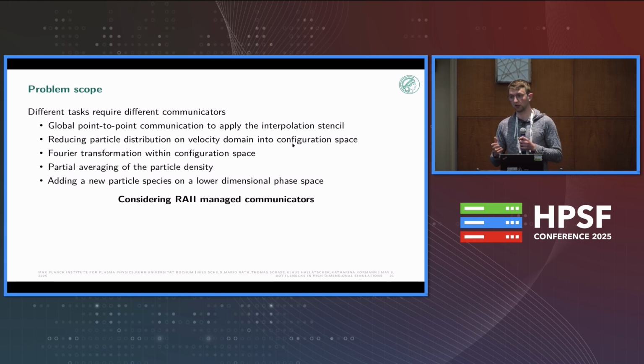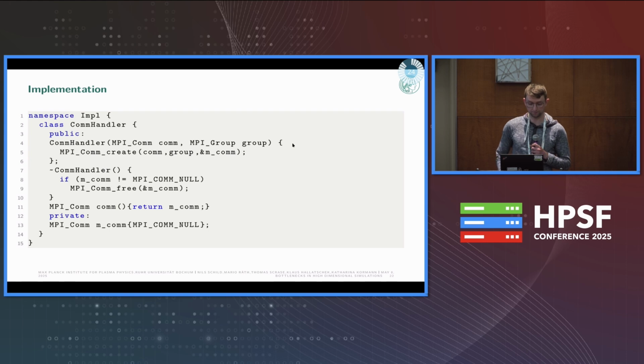In total, we would have 63 communicators per particle species to get all the reduction combinations that we have. And if we then add a new particle species, we would need another set of communicators to distribute this. So a really simplified approach could be to use resource-managed communicators.